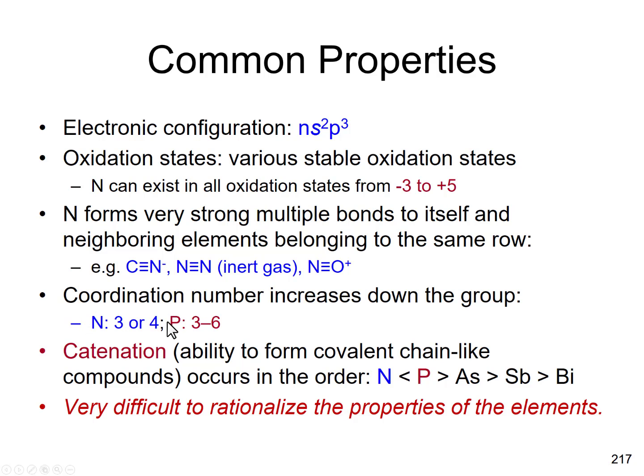For example, nitrogen would form mainly 3 or 4 coordinate species, whereas phosphorus can form 3 to 6 coordinate species. With the exception of nitrogen, the ability to form covalent chain-like compounds, which is called catenation, decreases down the group. In general, it is very difficult to rationalize the properties of these elements.